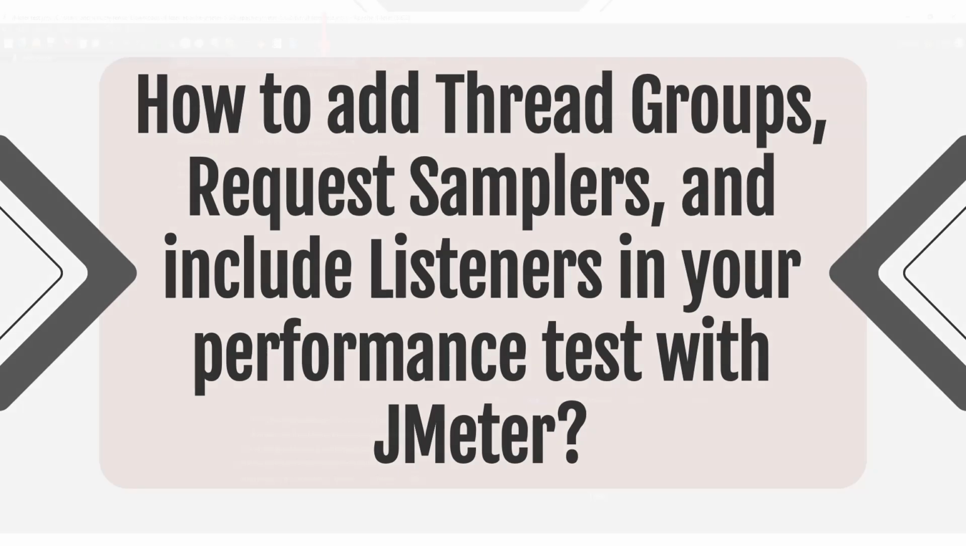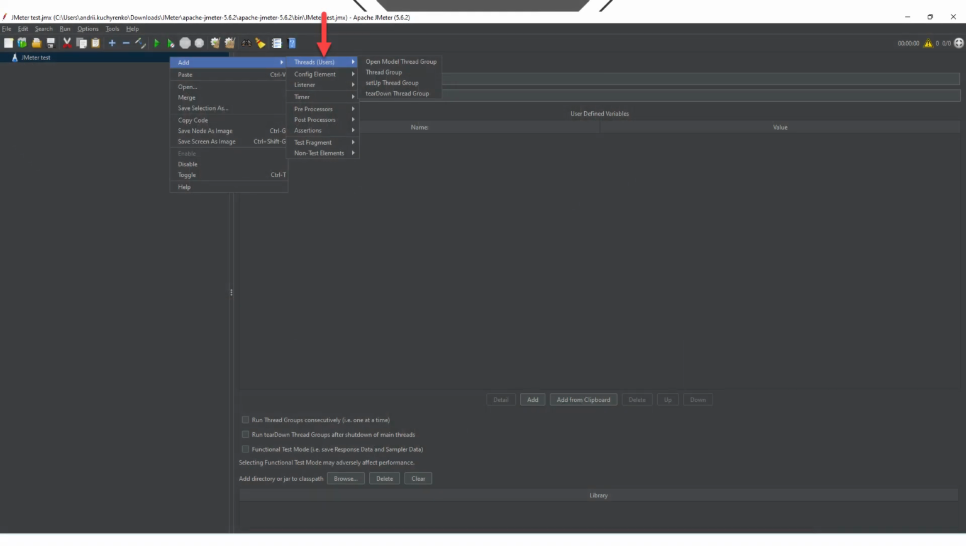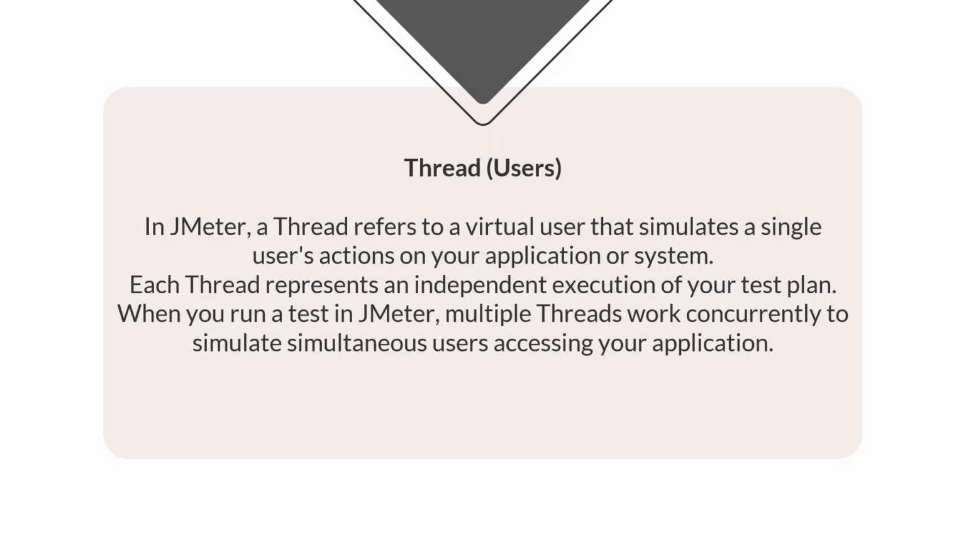In the test plan tree on the left panel, right-click on the test plan and choose Add, Threads (Users). In JMeter, a thread refers to a virtual user that simulates a single user's actions on your application or system. Each thread represents an independent execution of your test plan. When you run a test in JMeter, multiple threads work concurrently to simulate simultaneous users accessing your application.